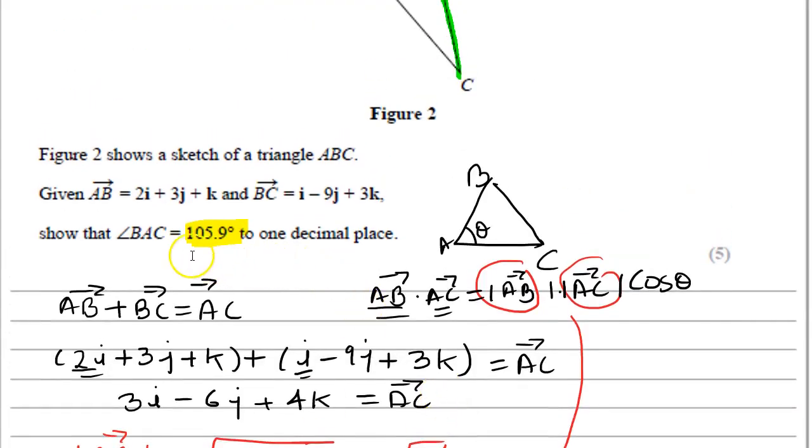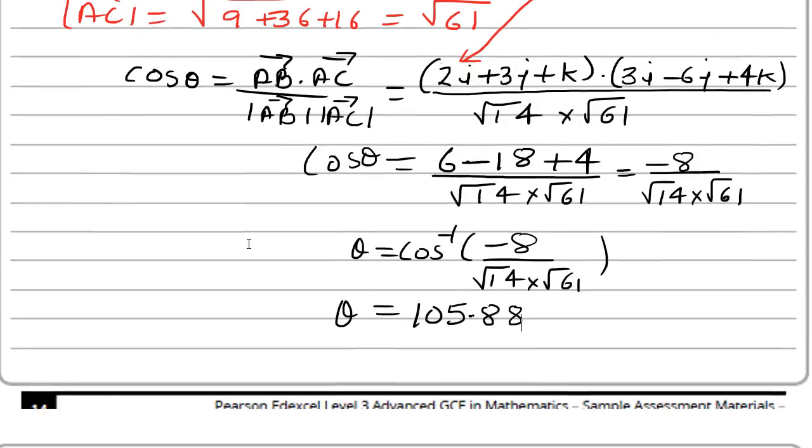So show that BAC is equal to 105.9. If you round it off, then it will be 105.9. So let's write down here, 105.9 approximately. So that is your theta.